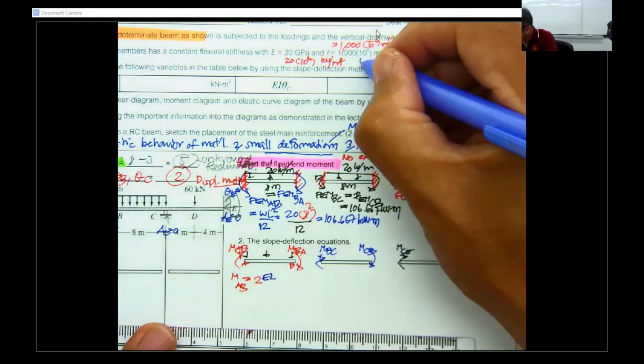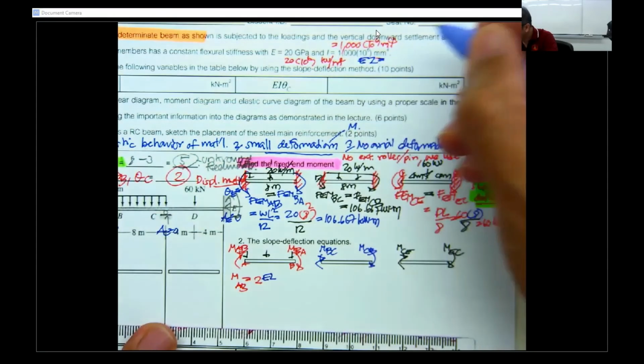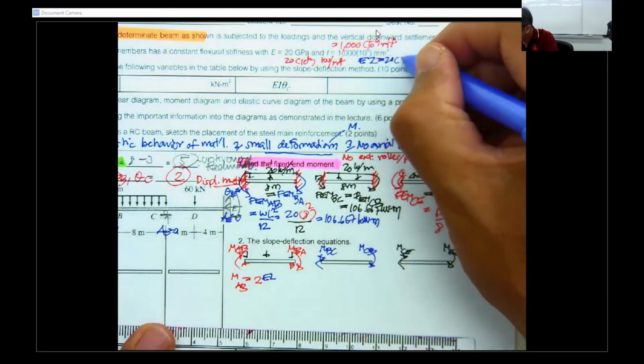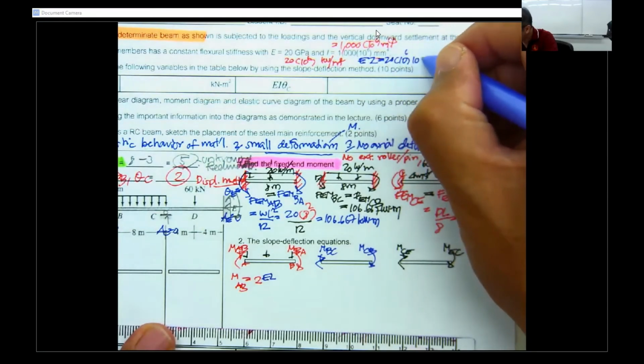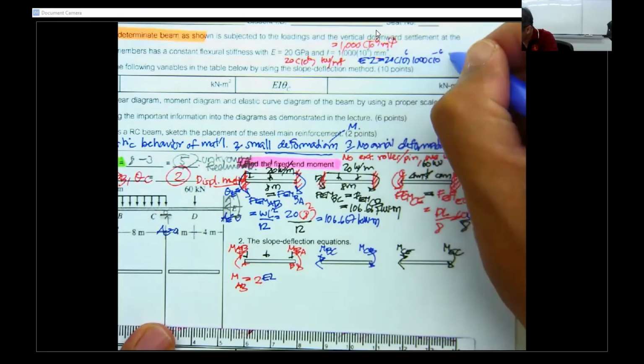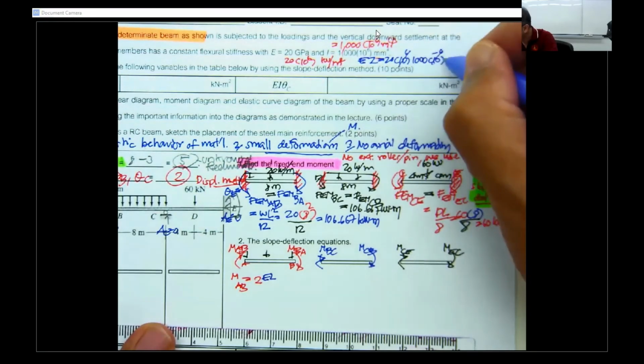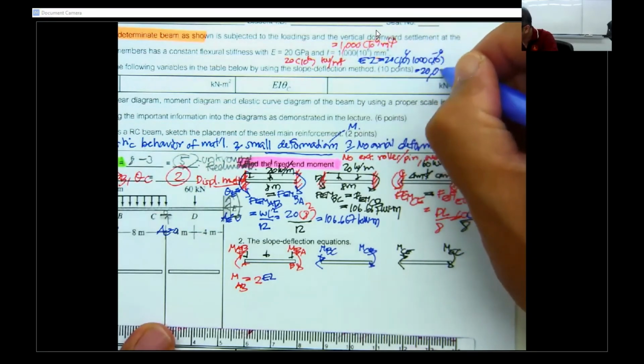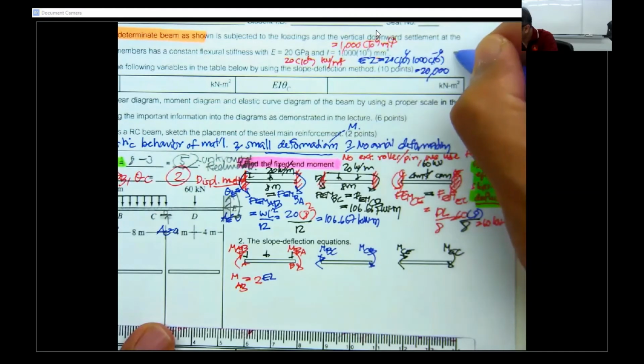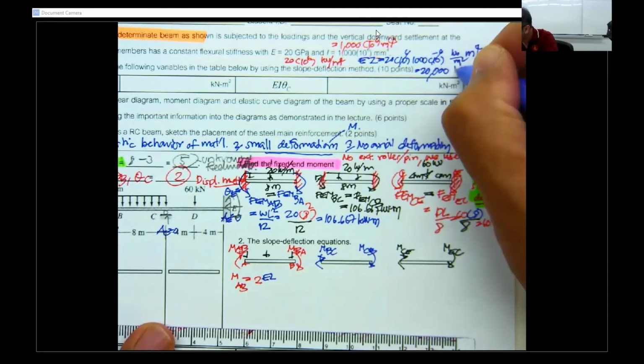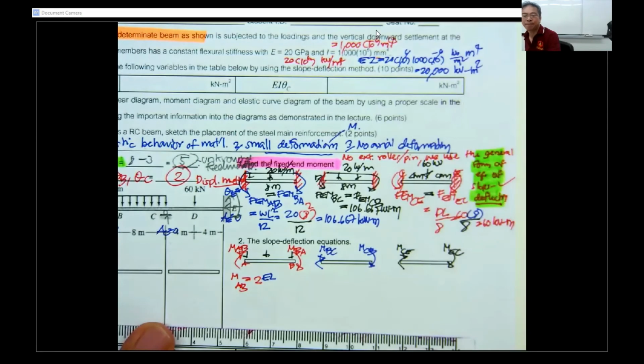So the EI is going to be 20 times 10 power 6 times 10 power minus 6. So cut. That is going to be 20,000, and the unit is going to be kilonewton per square meter times meter power 4, so it's going to be kilonewton meter square.